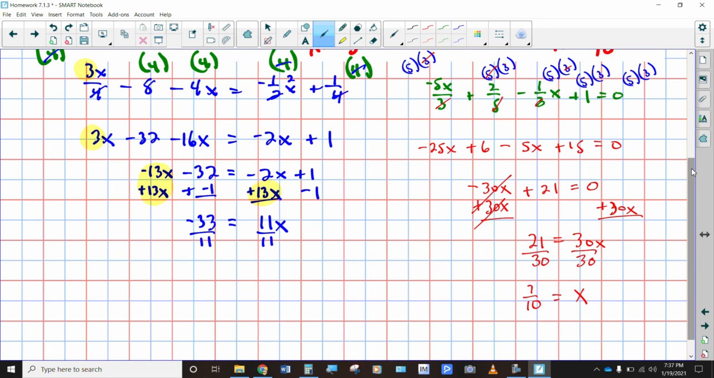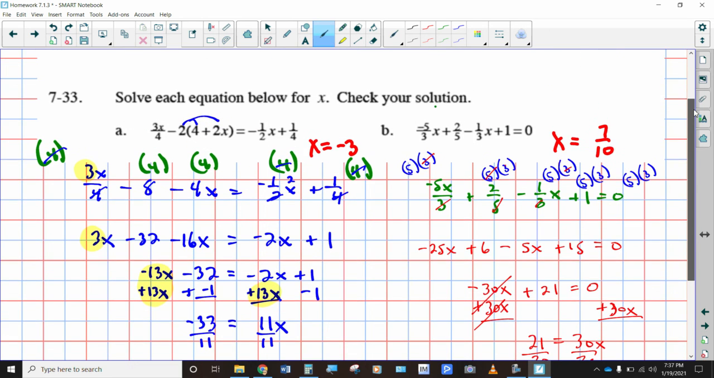And you really should check it. I'm certain nobody did because I don't want to do it either. That's a horrible check, both of them. Well, actually, that's not a bad check here. That wouldn't be bad to check. This is a horrible check. I wouldn't want to do it.